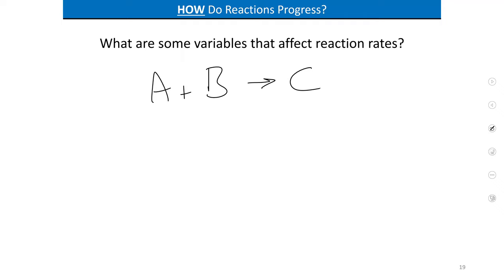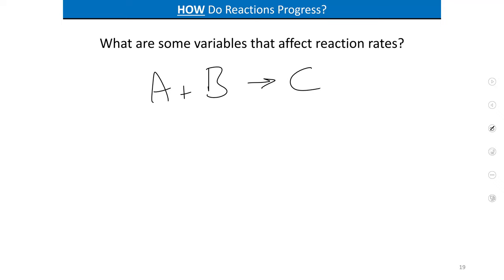So if things need to collide, then how much A and how much B we have are going to affect this, right? If we have no A, it doesn't matter how much B we have, this reaction can't happen, right? There's a zero probability chance that A runs into B if there is no A. Takes two to tango. I like that. Like you just came up with that right now.